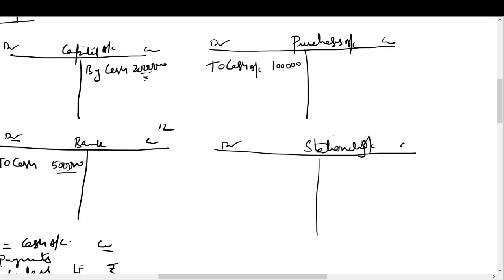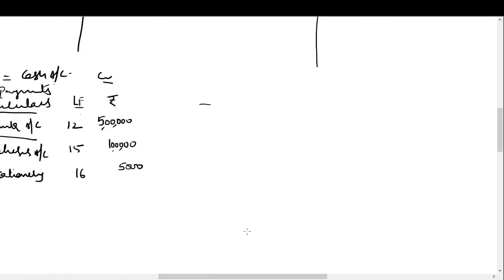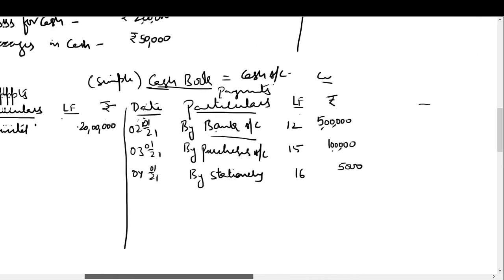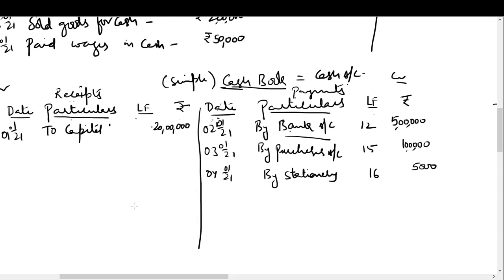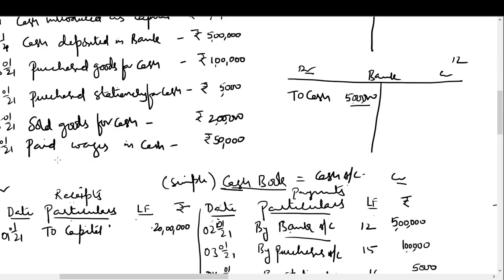Debit, credit, and I will write to cash account in the stationery account. Okay. So I have recorded the payment in the cash book and I have then recorded it in the stationery account as well.